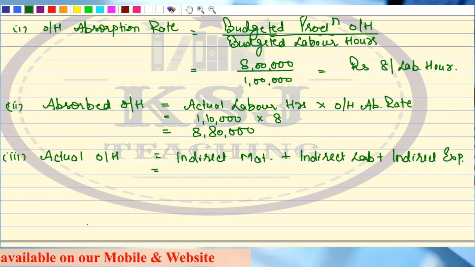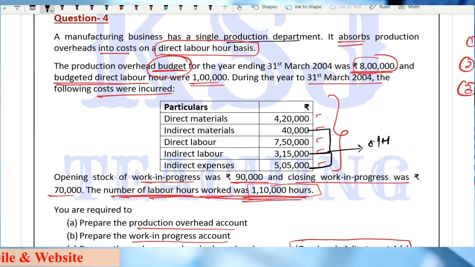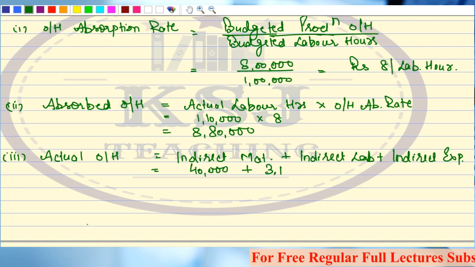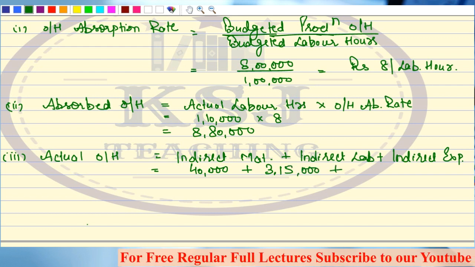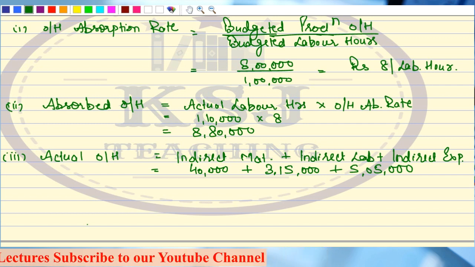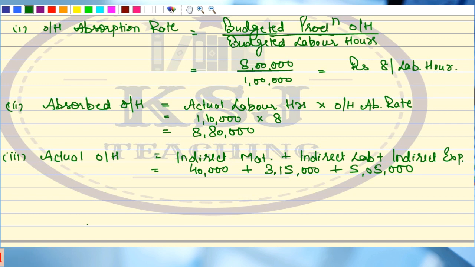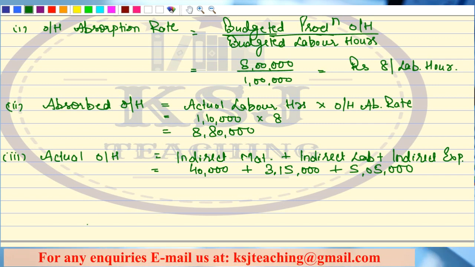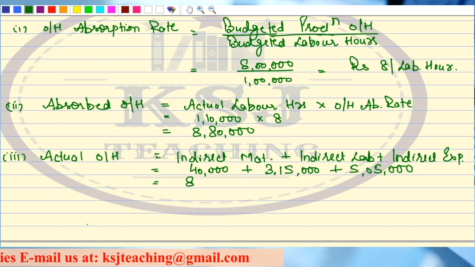What is the value of indirect material? It is 40,000, 3,15,000 and 5,05,000. 40,000 plus 3,15,000 plus 5,05,000. Now you have to total this, sir. What is going to be the total of this? Let's do it. 40,000 plus 3,15,000 plus 5,05,000. So this comes to 8,60,000.